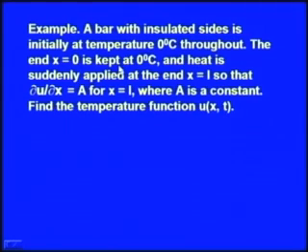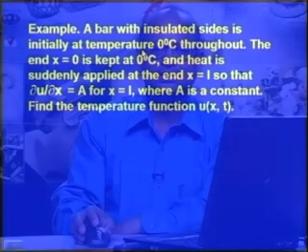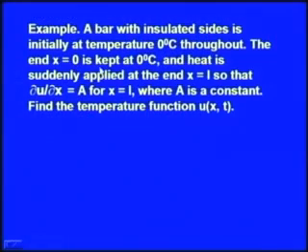Now, let us take another problem where we are given different boundary conditions than the boundary conditions that we have discussed so far. A bar with insulated sides is initially at temperature 0 degree centigrade throughout. So, we are assuming here that u x 0 is equal to 0 for all x, and the end x equal to 0 is kept at 0 degree centigrade, and heat is suddenly applied at the end x equal to L, so that delta U over delta x is equal to A for x equal to L.